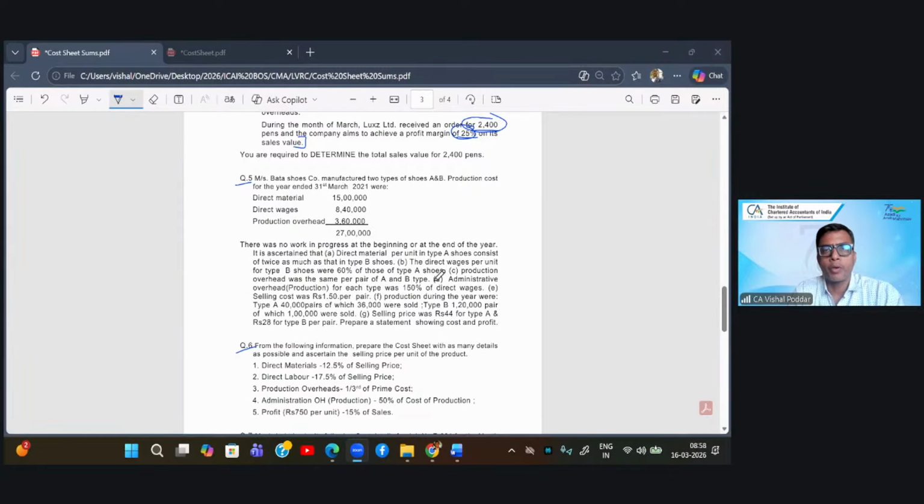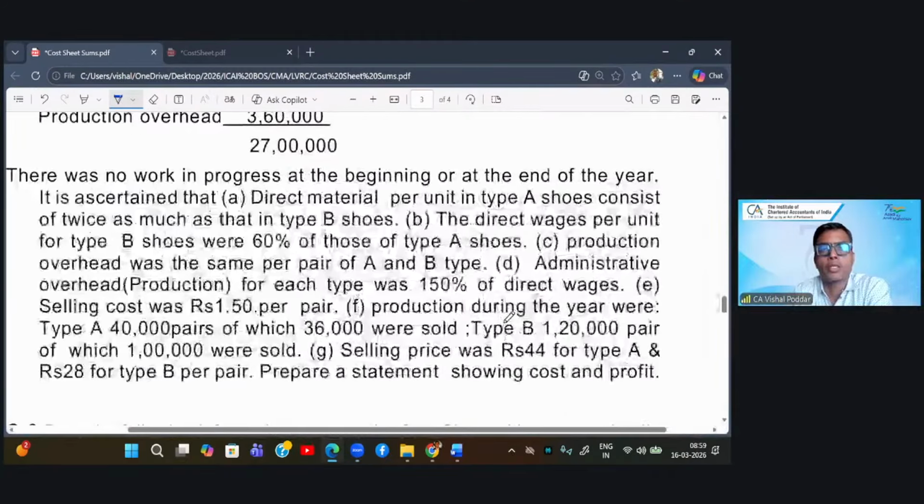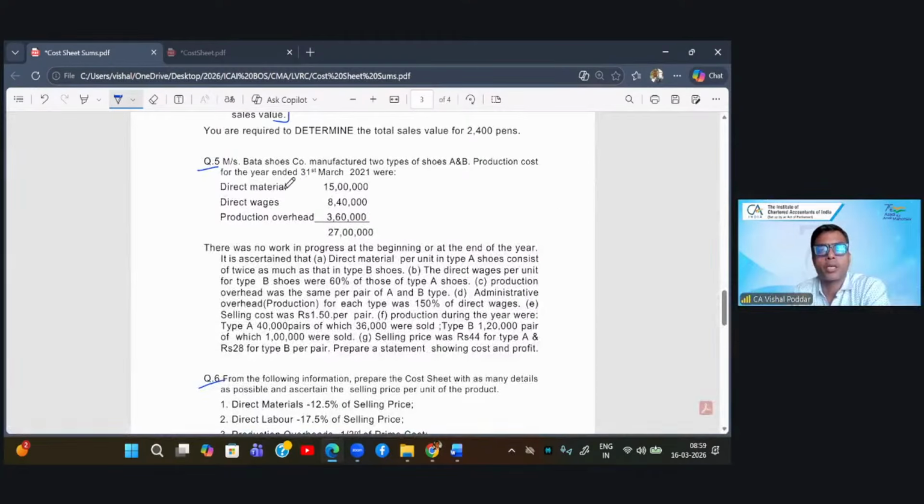Now, if you have gone through this question, students, let us now attempt to solve this. Again, this is an interesting question. So it says a company, Bata company, manufactures two types of shoe, A and B. The production cost for the year ended 31st March is as under: material cost, labor cost, production overheads. Total is 27 lakhs. Now, interestingly, this cost is given for both the shoes combined. So there is no WIP at the beginning or end.